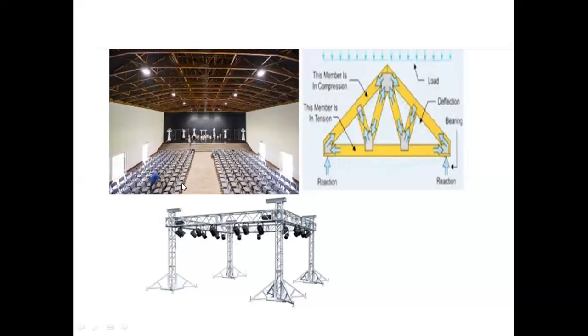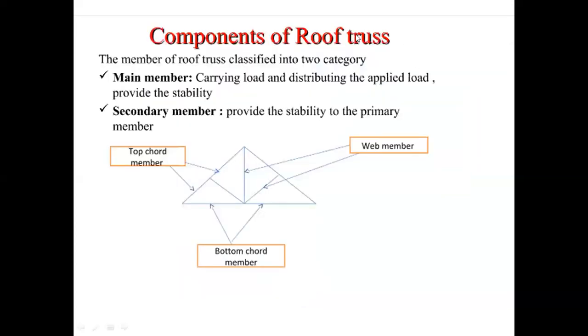Okay, and you can see the auditorium in a music concert. We have 4-leg trusses also available. So the main components of a roof truss are the main member and the secondary member. The main member carries the load and helps in distributing the load. The secondary member provides stability to the main member.